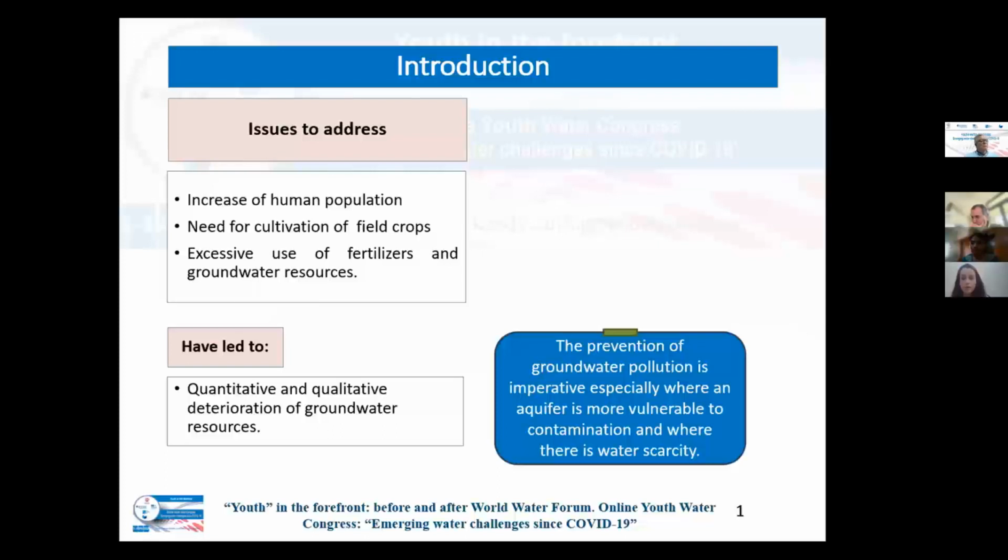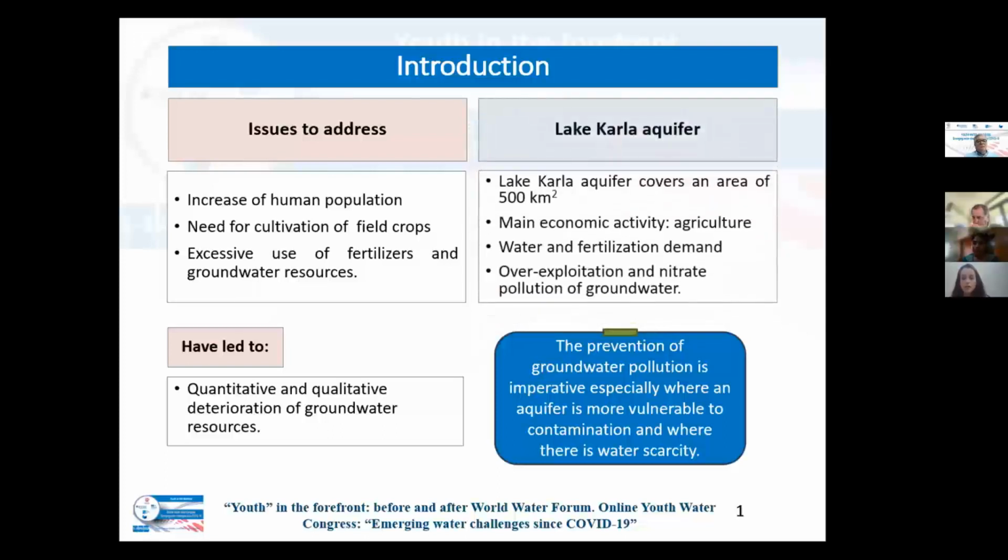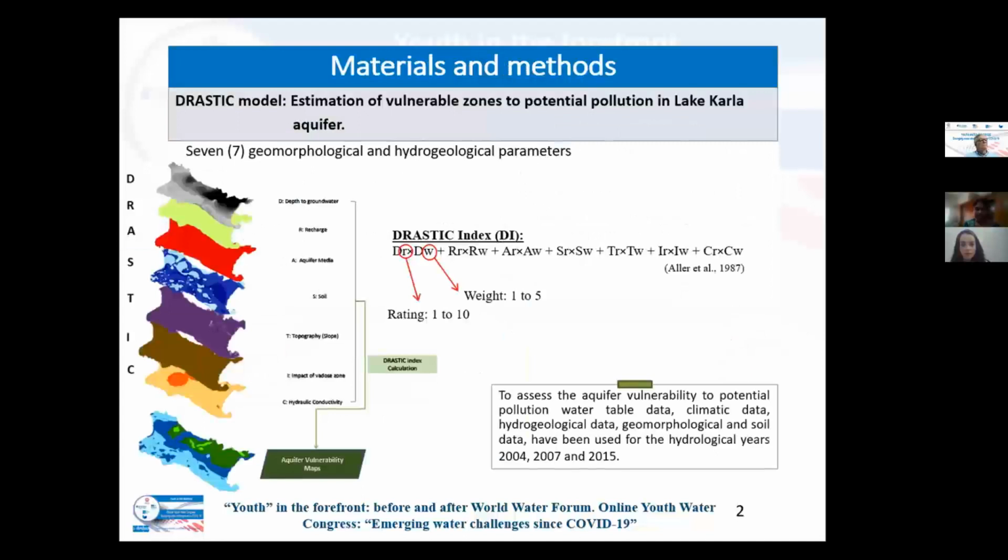The study area, the aquifer of Lake Karla basin, is located in the southeast of the water district of Thessaly in Greece, covering an area of 500 square kilometers. Most of the aquifer area is plain, and with agriculture being the main economic activity, there is an increasing water and fertilization demand, which has led to an overexploited aquifer and to nitrate pollution of groundwater. In this study, an attempt was made to delineate the vulnerable zones to potential pollution of the aquifer of the catchment area of Lake Karla using the DRASTIC method.